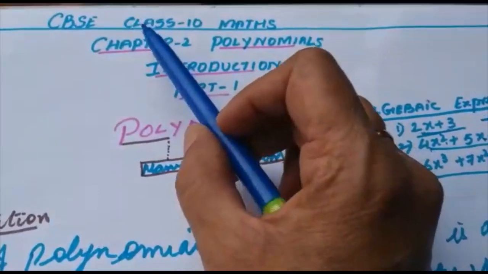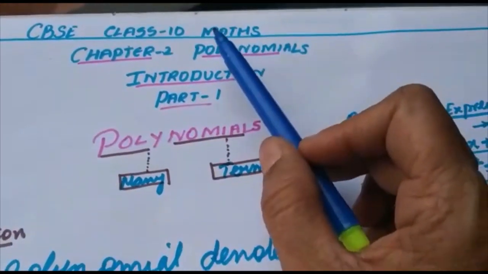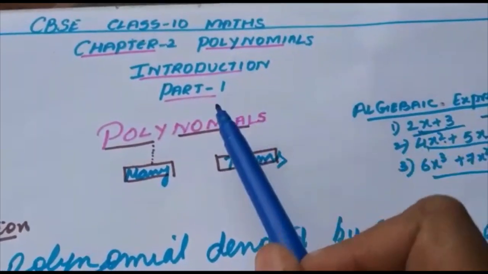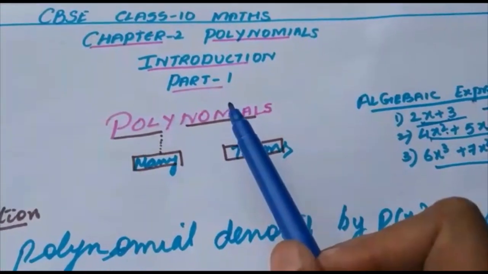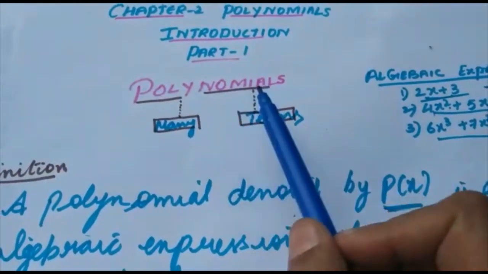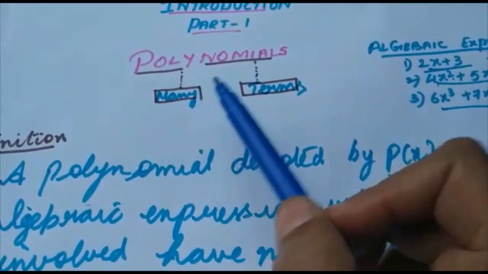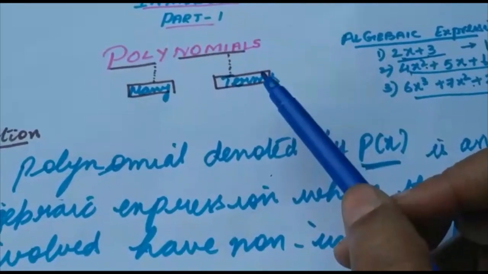Hello children, now let us start with chapter number 2, polynomials of class 10. First let me give you some previous concepts about this chapter that you have learnt in the earlier classes. What do you mean by polynomial? Poly means many and nomial means term.